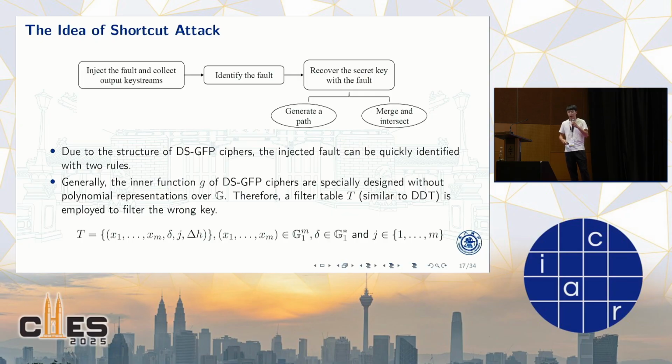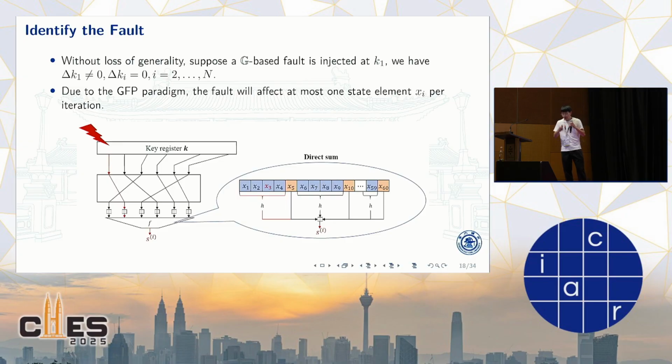the secret key K, because the inner function G of the DS-GFP cipher is often defined without a polynomial representation over G. Therefore, we need to use a filter table T, which is similar to the DDT, to help us filter out the wrong keys. And the filter table T is actually about the nonlinear function H. It consists of the input variable and the input difference information and the corresponding output information.